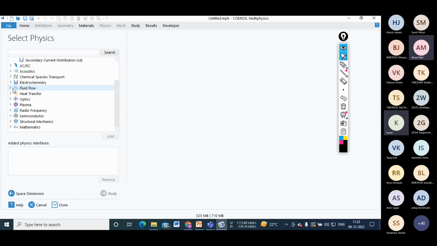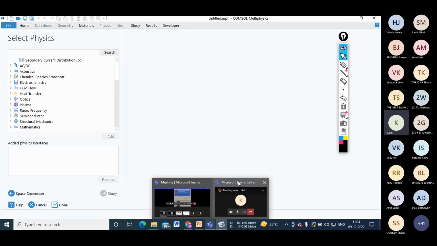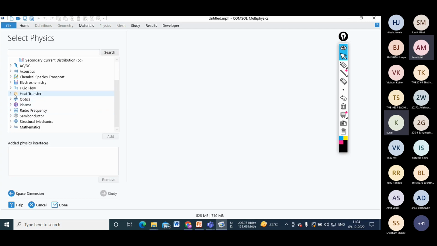Next to that, here you can see the fluid flow. So computational fluid dynamics. Have you heard the word computational fluid dynamics? CFD, आपने CFD सुना है क्या? I'm audible? Yes, sir. Okay. So these CFD problems are also solved by using this software. CFD के लिए आप ANSYS भी use कर सकते हो.